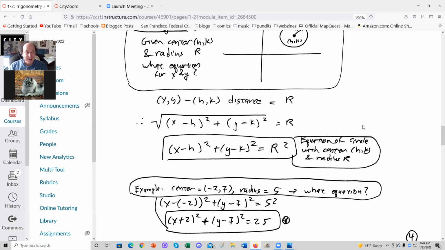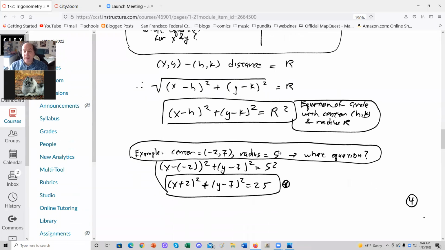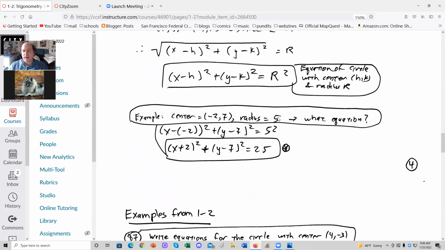Now you have to sort of read into these a little bit. It's x minus h and y minus k, so you have to read h and k despite the negative signs. And this is r squared rather than r, so you have to read carefully. So for example, here's a center at -2 by 7 and radius 5.